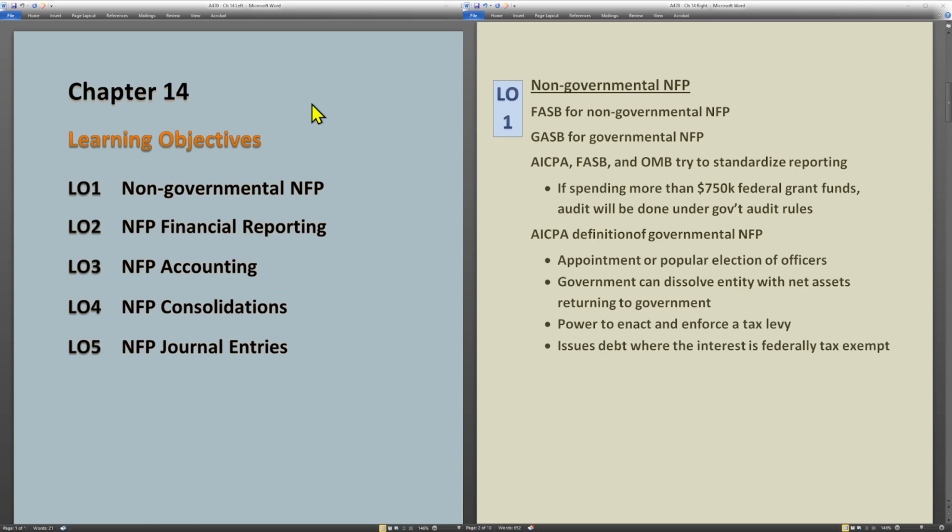Some of these not-for-profits can issue debt, where the debt is federally tax exempt. That is sort of a definition of a governmental not-for-profit. If you don't meet these, then by exclusion you are a non-governmental not-for-profit. And that's the majority of them, actually. There are few that actually meet these definitions and are considered a governmental not-for-profit.